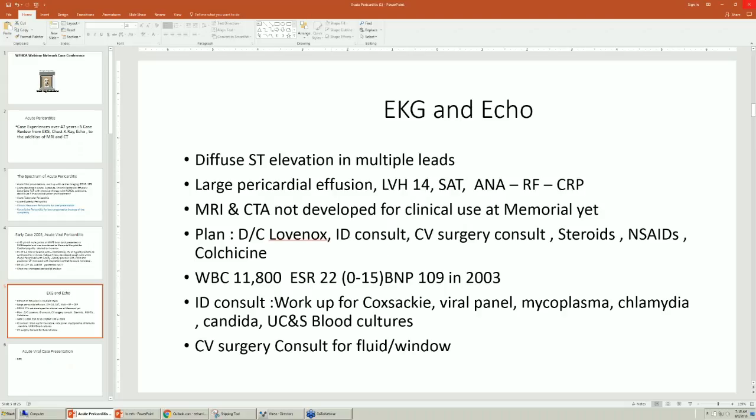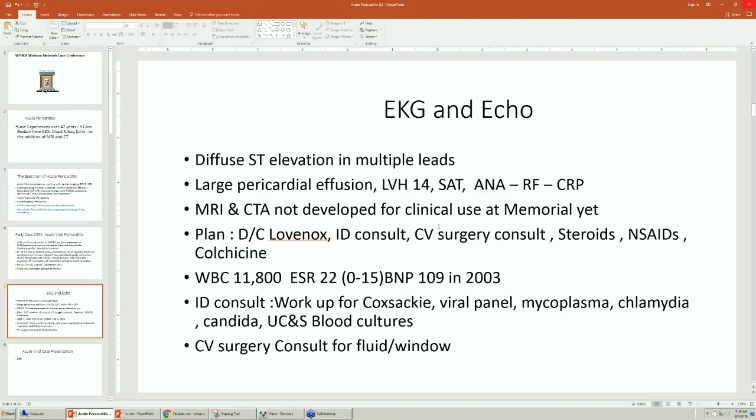ID comes to see the patient, and we can talk about whether ID is of any use or not. Cardiovascular surgery consult, and that's usually to consider, maybe we ought to take some of this fluid off for diagnostic reasons. Maybe we ought to create a window so that the fluid drains into the chest cavity, into the pleural cavity, and that we don't have the potential for tamponade.